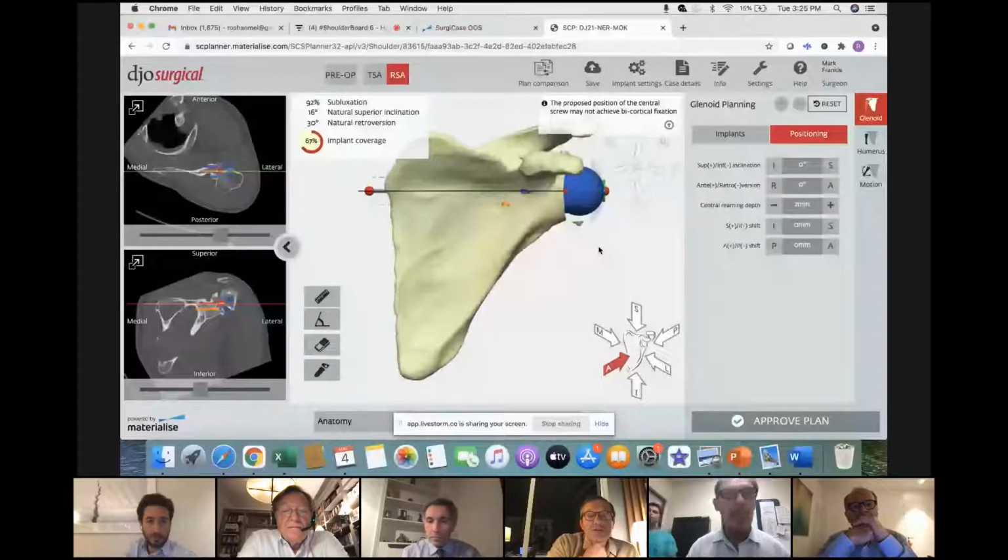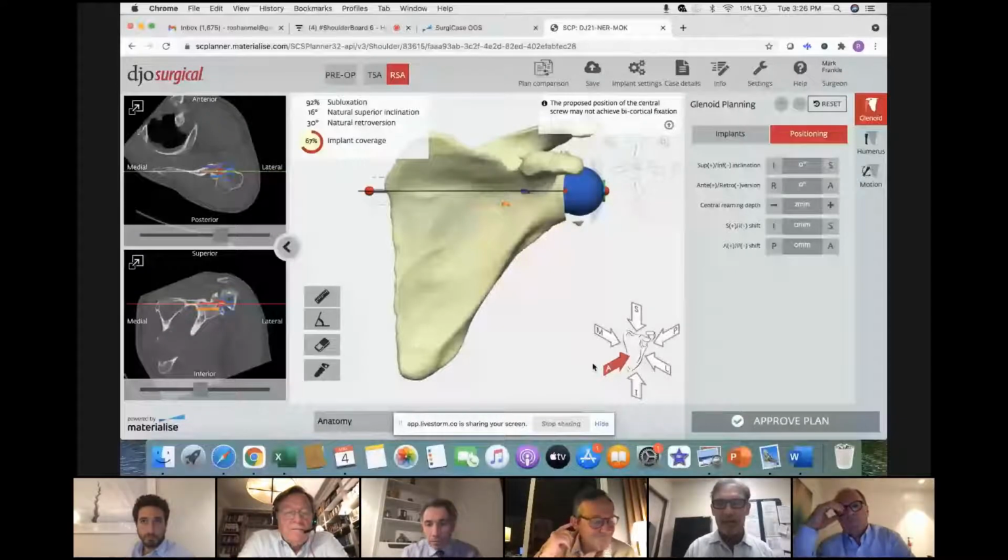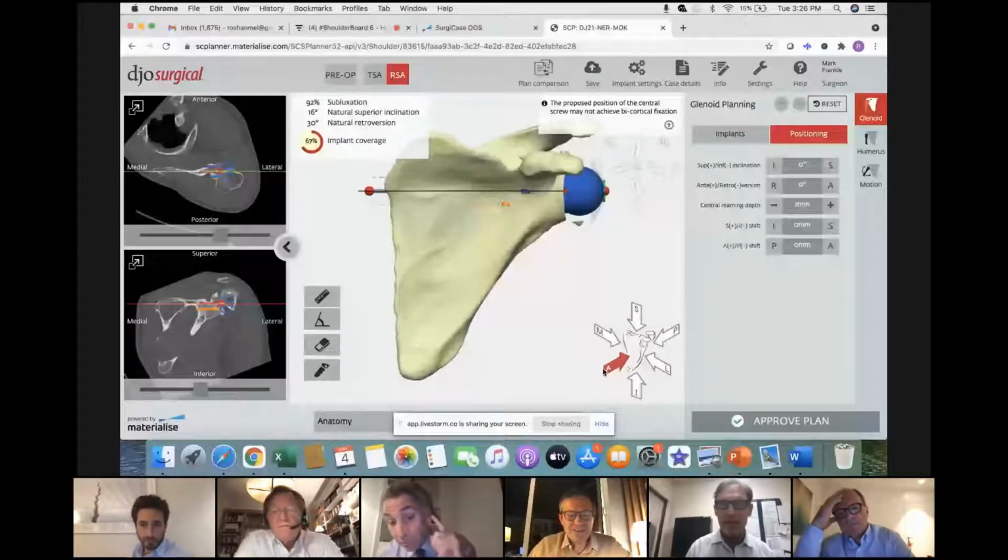Okay, so it's interesting that the software we use calculates 92% subluxation and 16% inclination. So a little bit different than Gilles' software. Maybe not noticeable. For me, I don't think it's noticeable because my treatment algorithm would be similar. I would do a reverse.